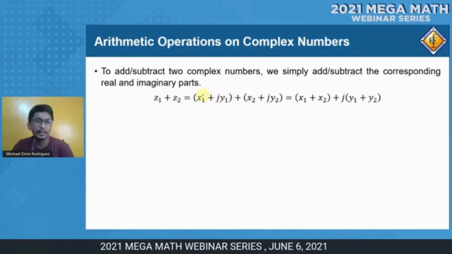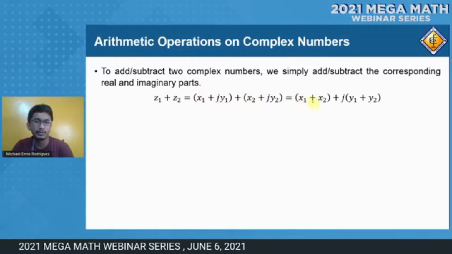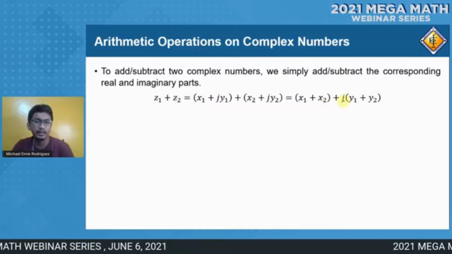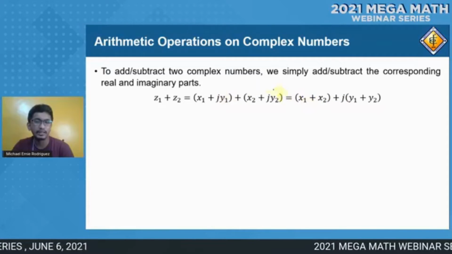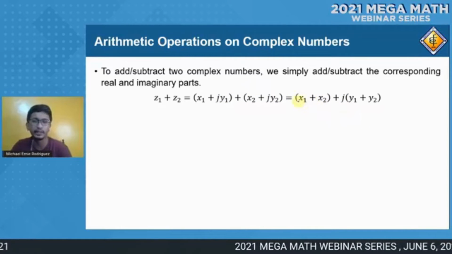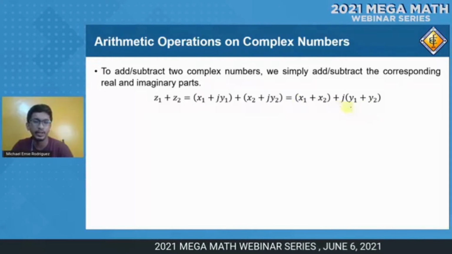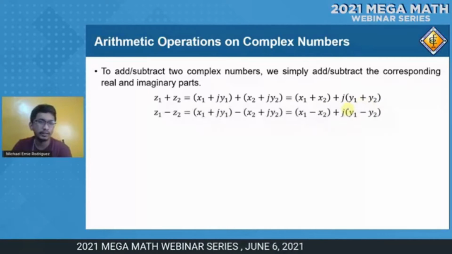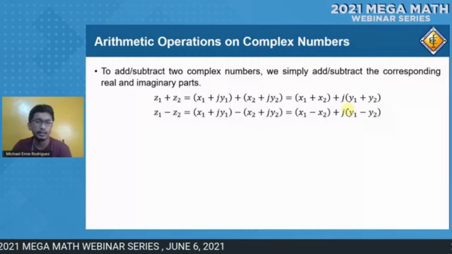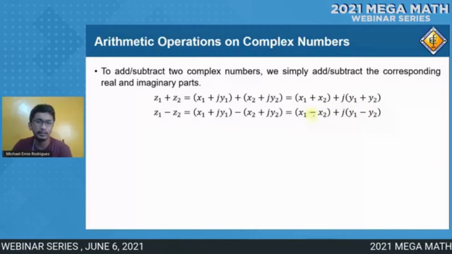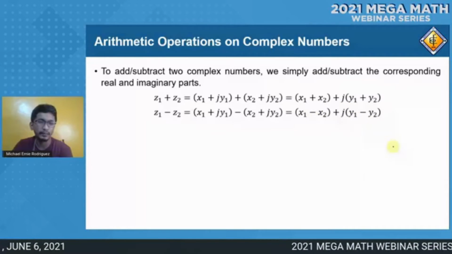So, real part to real part, add natin. So, x1 plus x2 plus j times your y1 plus y2. So, add lang natin yung real part to real part and imaginary to imaginary. Same with subtraction. Subtract real part to real part and imaginary part to imaginary part.